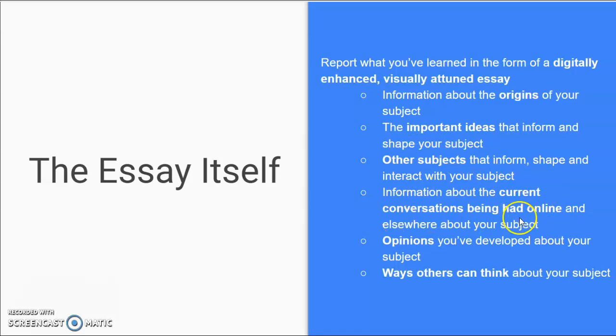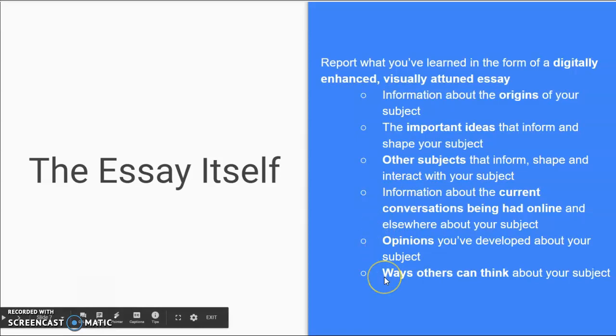Okay, information about the current conversations being had online and elsewhere about your subject. So you want to provide some representation of the spectrum of ideas that take place when people talk about your subject, if that makes sense. Okay, opinions you've developed about your subject. So where did you begin the essay in terms of thinking about your subject, and how did your digital journey change you, if at all? If it didn't change you at all, then what was confirmed and how was that confirmed? Okay, and then travel outside of yourself a little bit. What are ways that other people can think about your subject, or opinions that they can have?